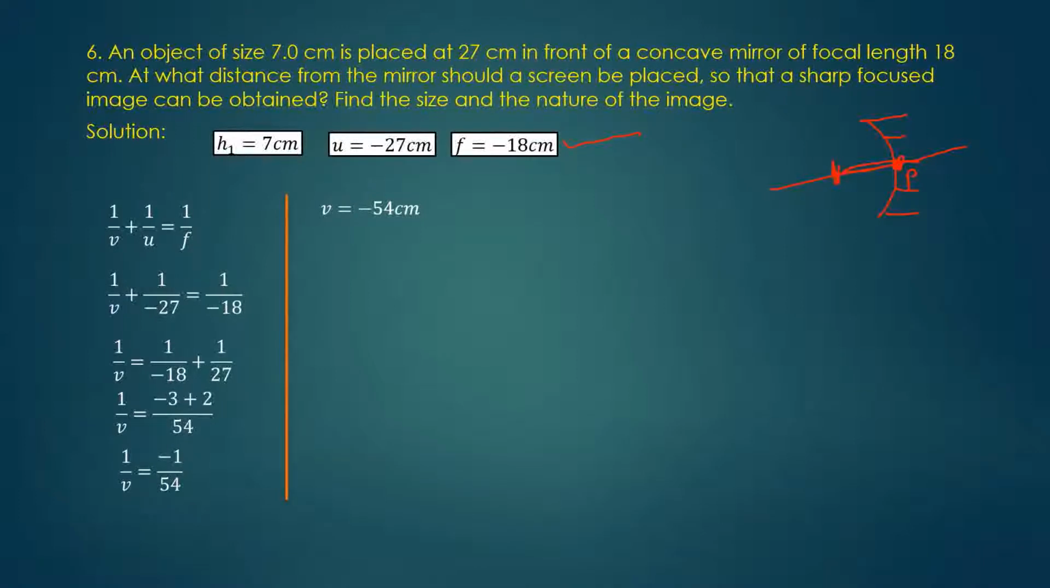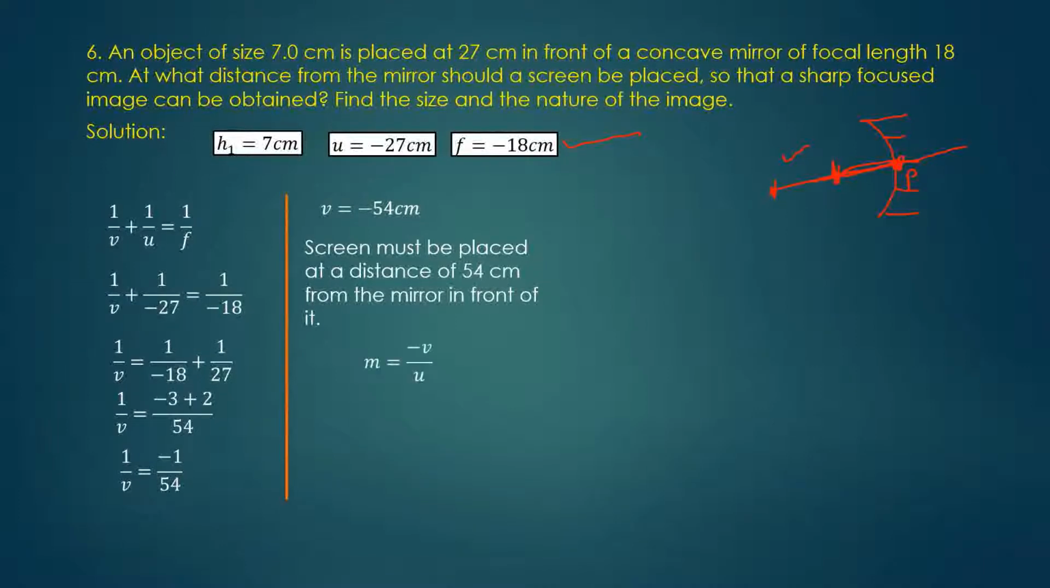Now in case of concave mirror, v is negative. Negative means distance will be negative on this side. So it means image will be formed on this side, on the same side as that of the object. It means the screen must be placed at a distance of 54 centimeter from the mirror in front of it.